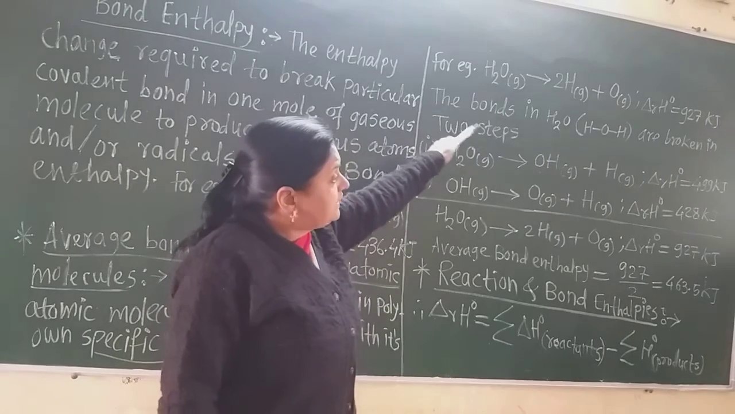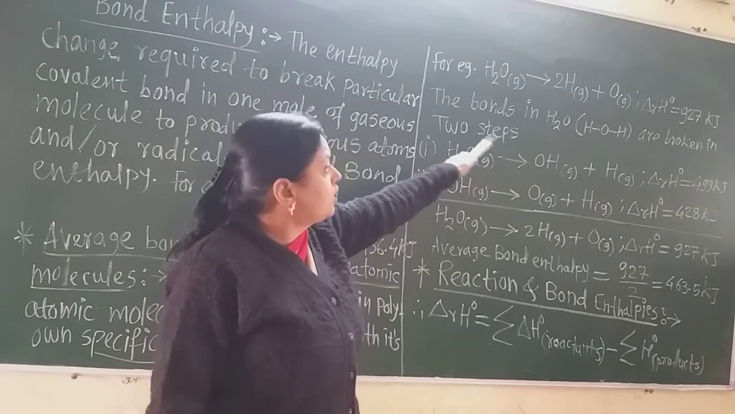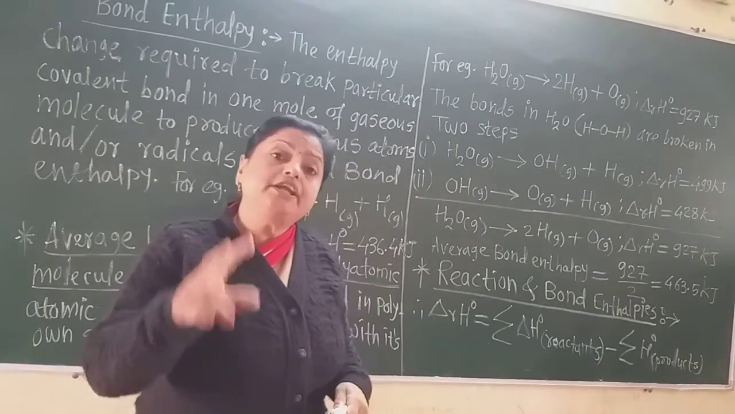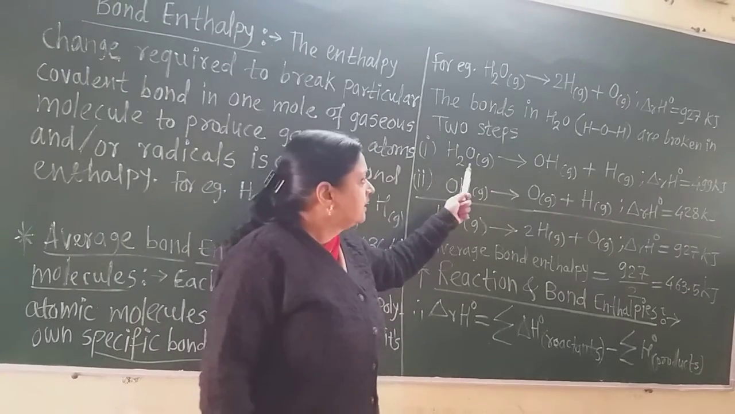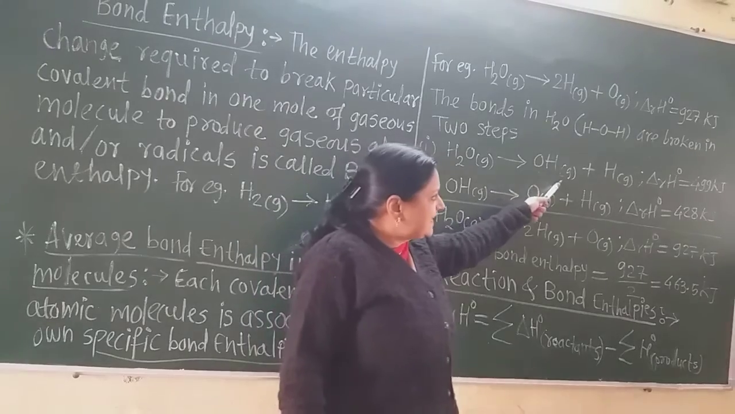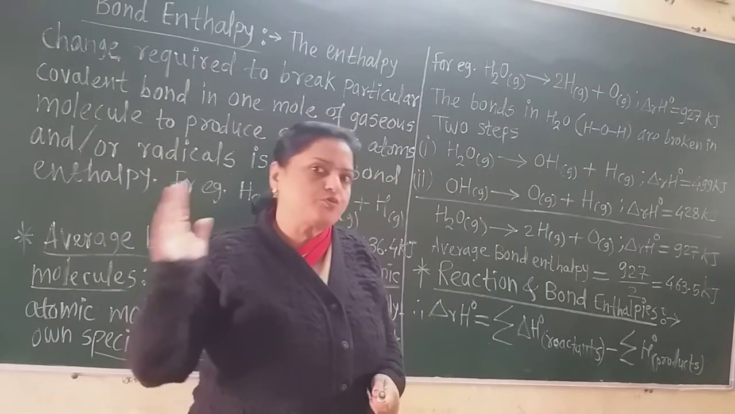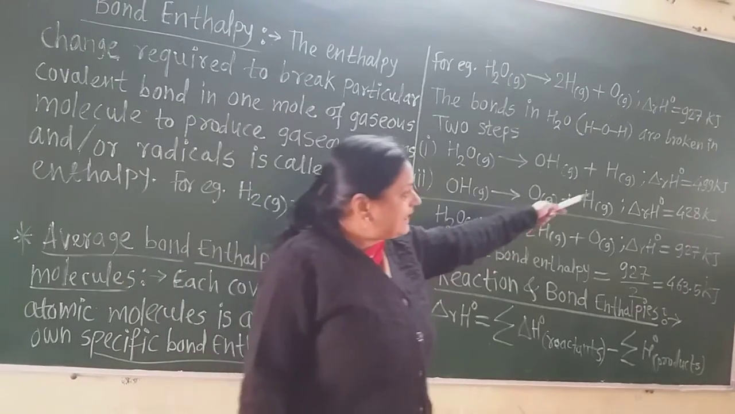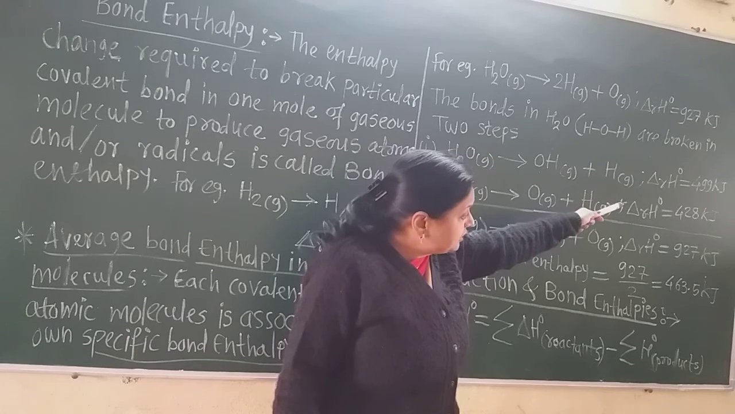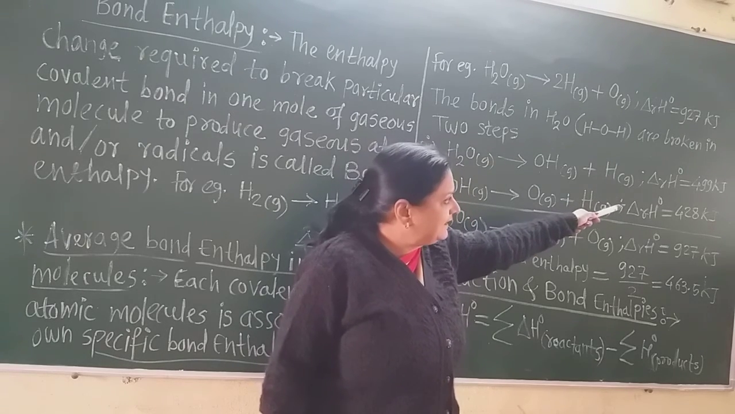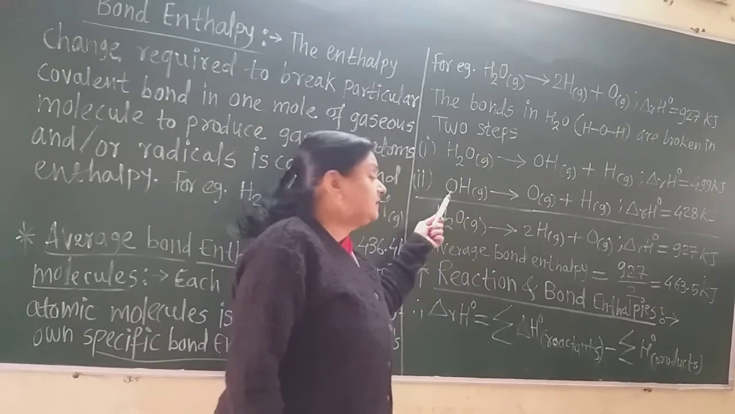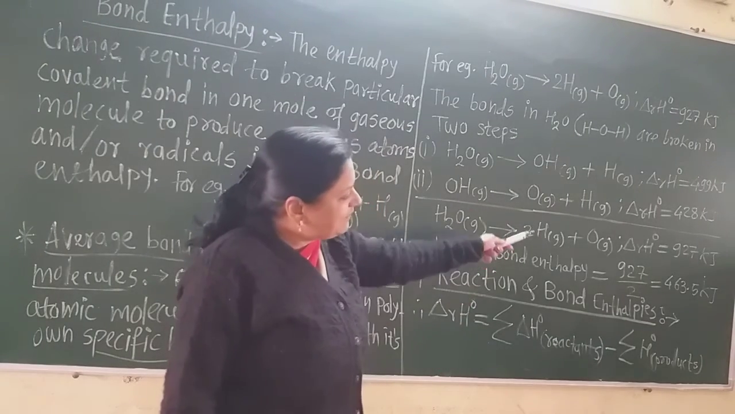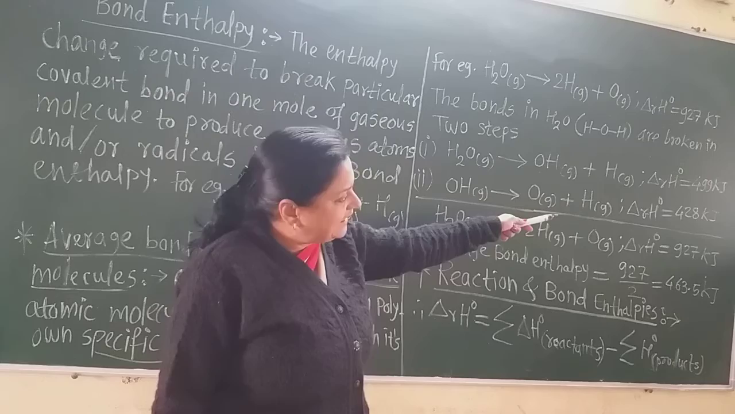The bonds in H2O, H-O-H, are not broken directly; they are broken in two steps. The first step is H2O gas gives OH gas plus H gas. One O-H bond is broken in the first step, and the delta rH is equal to 499 kilojoule. Again, the second O-H bond is broken as OH gas gives O gas plus H gas. At that time the delta rH0 is 428 kilojoule.